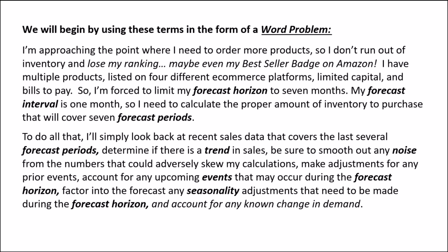Then factor into the forecast any seasonality adjustments that need to be made during the forecast horizon. So is this forecast horizon covering Christmas, the summer season, depending on what products you sell, in order to account for any known change in demand? Now that's what we're doing, and we're breaking it down. We're parsing this into particular terms, and we're going to use those terms throughout this conversation. I wanted you to see how these are used in context, so it just makes it easier.